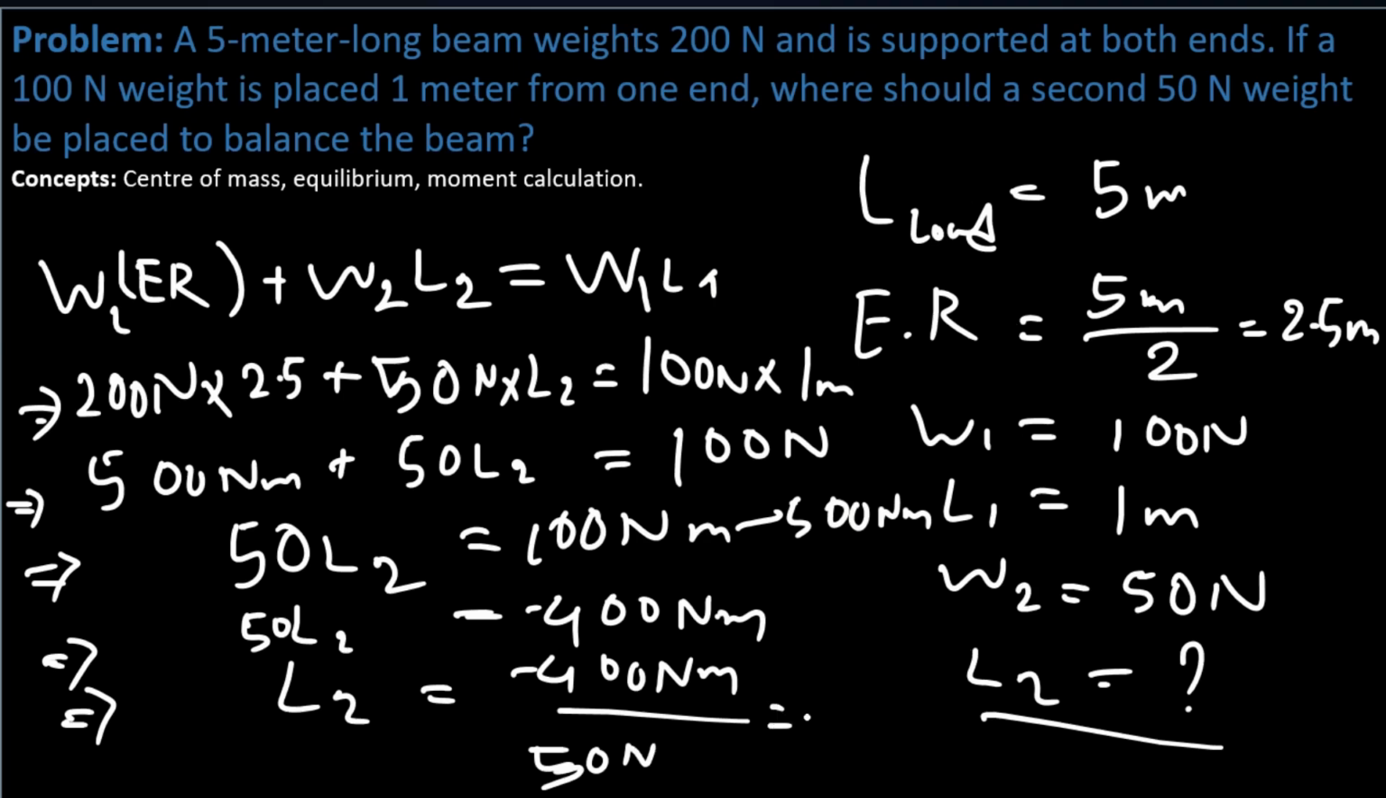So we will get the value minus 8 meter. Minus 8 meter means from the left side. On the left side we need to shift 8 meter. The L2 is 8 meter. We need to shift the 50 Newton weight to balance the lever. So this will be the answer, 8 meter. Where should a second 50 Newton weight be placed to balance the beam? It's 8 meter from the left side.